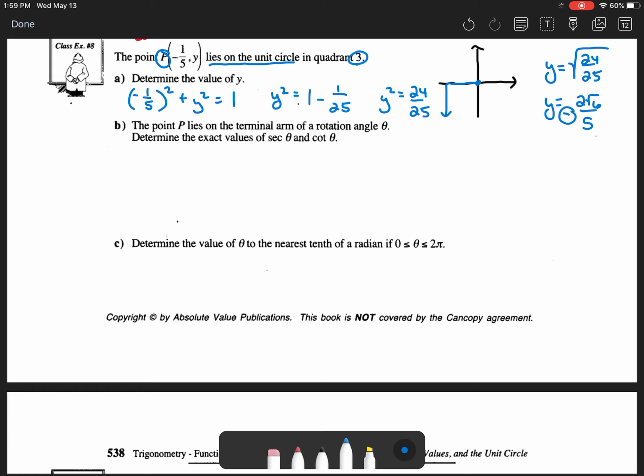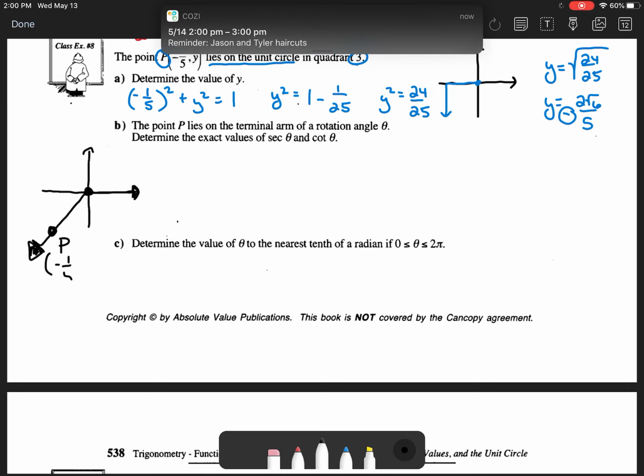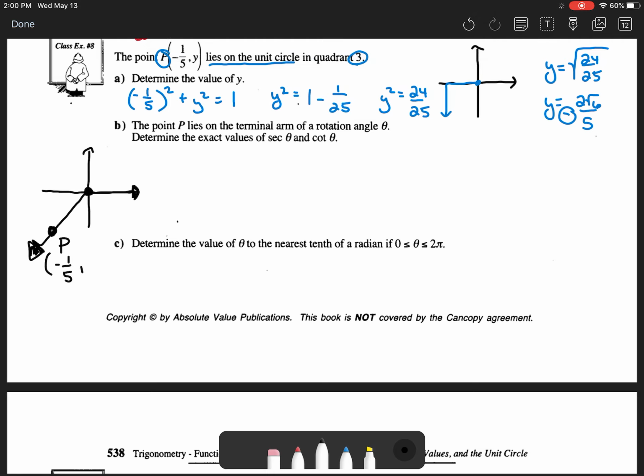Now, the point P, okay, again, P, remember, comes from that original point, is on the terminal arm of a rotation angle. So we're just going to draw out what they're talking about again so you can see what I am calculating. So there is the vertex, there's the initial arm. I'm in quadrant 3, so there's the terminal arm that I'm discussing, and there is point P, okay, which we now know has a coordinate of negative 1 over 5 and negative 2 root 6 over 5. There's the x and the y coordinate, okay? So they want to know the values, okay, of secant of theta and cotangent of theta.